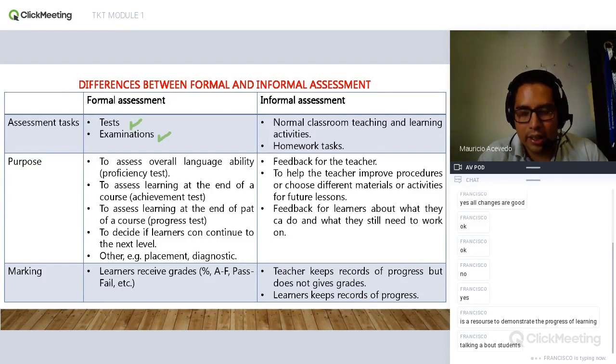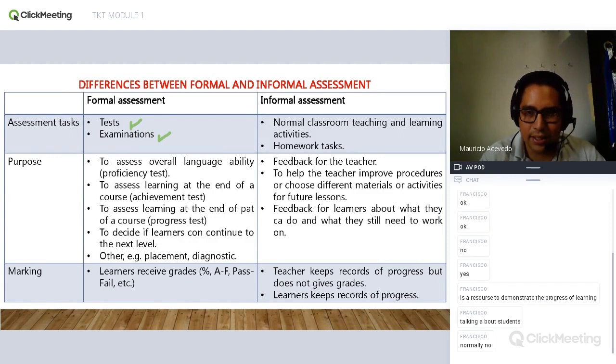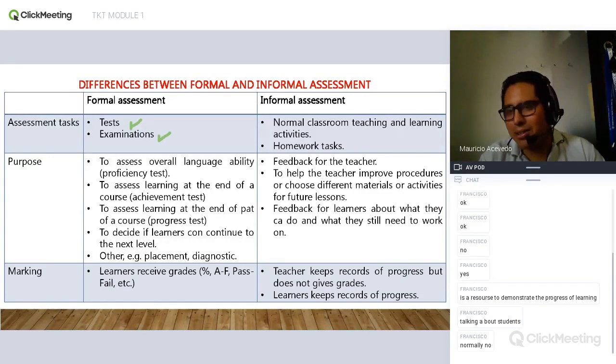Just exams, only presentations, but no evidences. Normally not, right? Maybe because they are children. I do have to provide this portfolio.